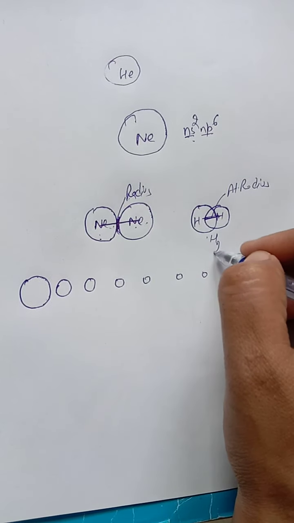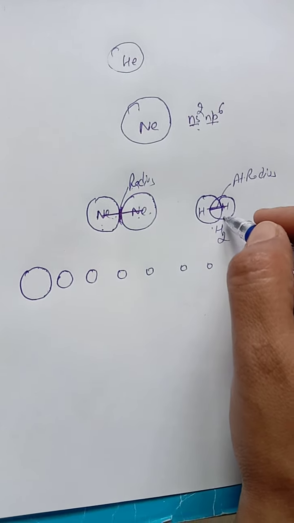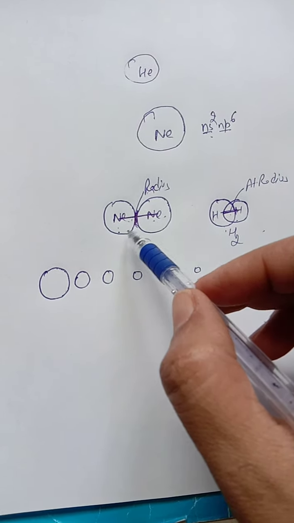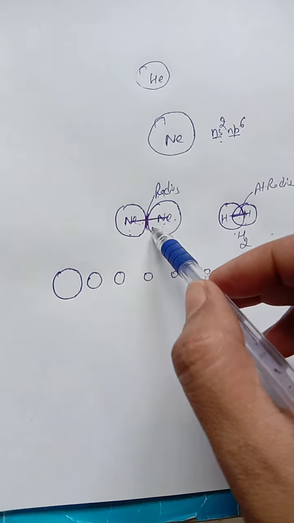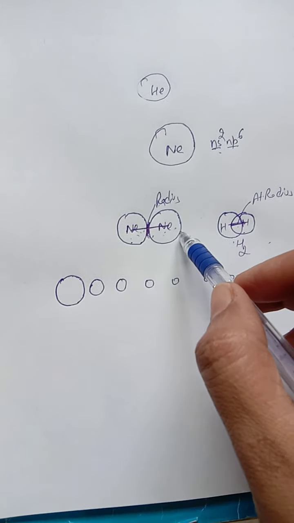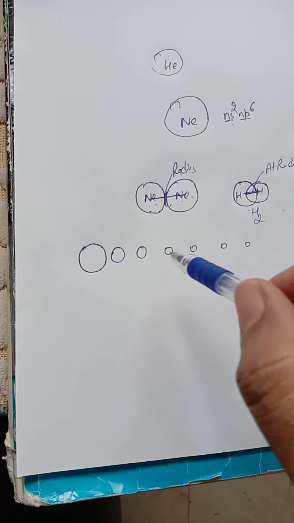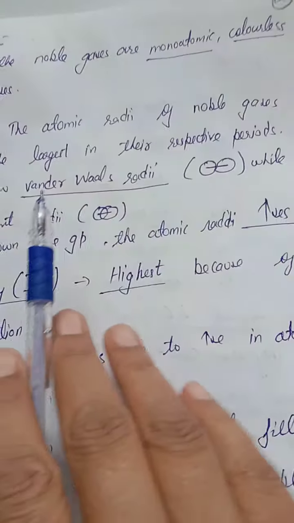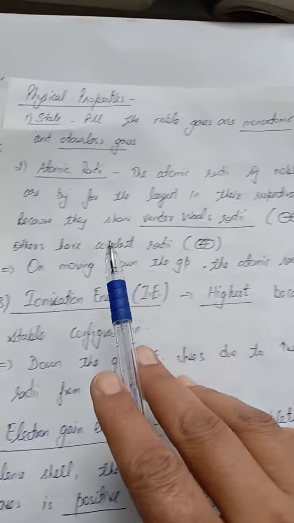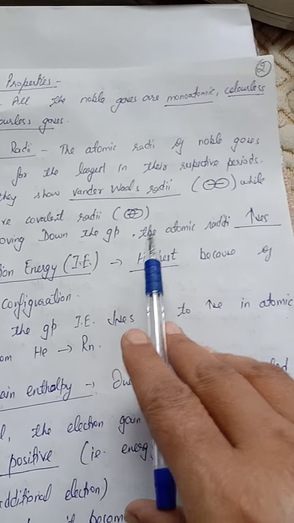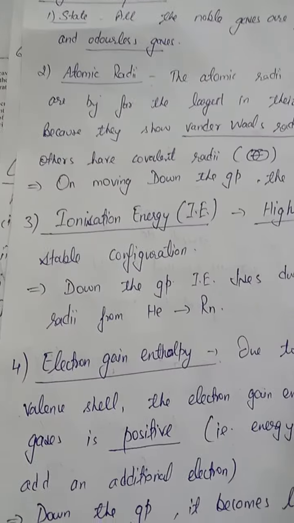In an H2 molecule there is overlapping of these two hydrogen atoms, and it gives us the covalent radius. But noble gases show van der Waals radius. So that's why their radius is increased as compared to the covalent radius in the case of all other elements. So the atomic radius of noble gases is the largest in their respective periods because they show van der Waals radius, and on moving down the group, atomic radius increases.